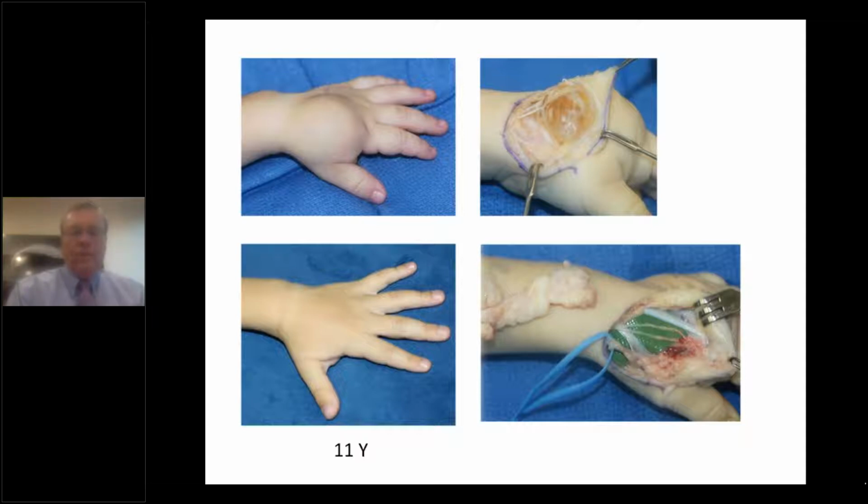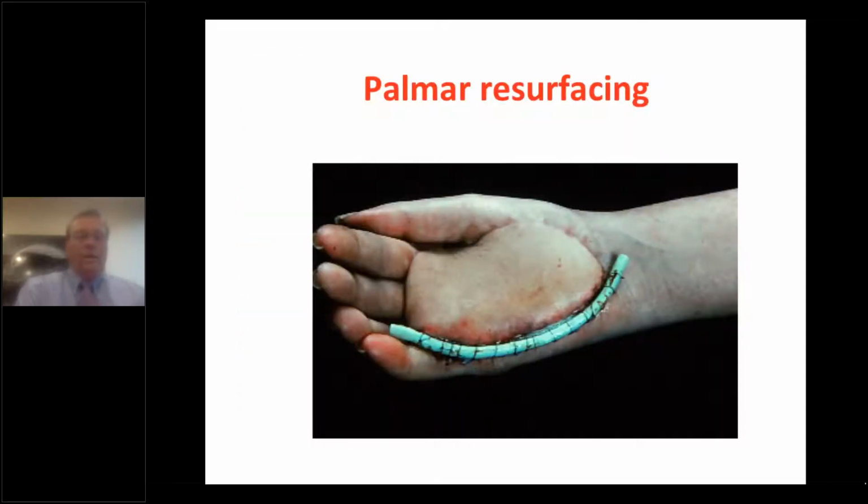You can see how rubbery that lesion is. And obviously a very good result. These incisions are hardly visible. Now, palmar resurfacing is another major problem. There are no absolute perfect alternatives.